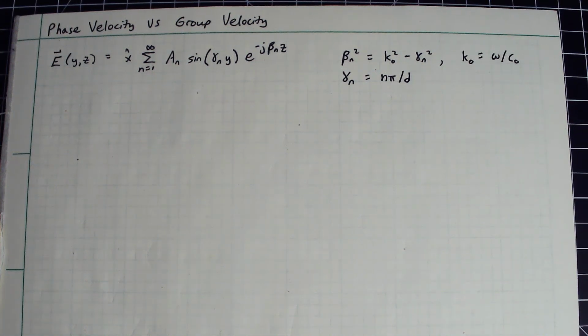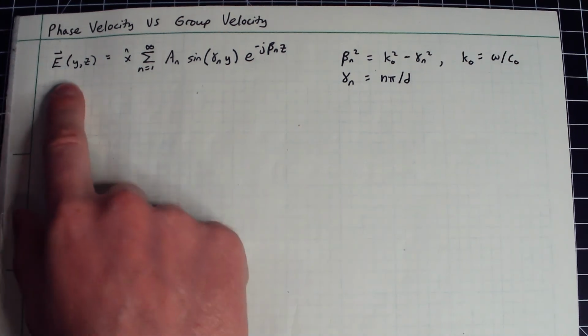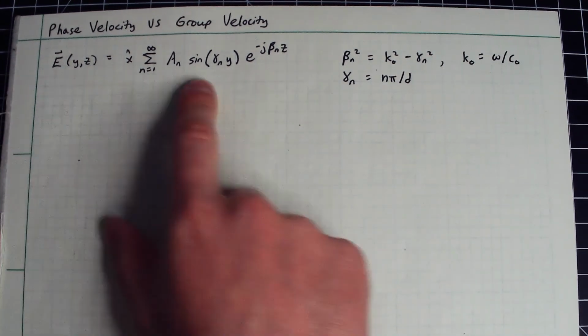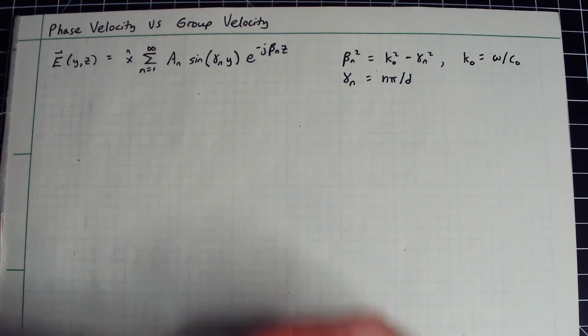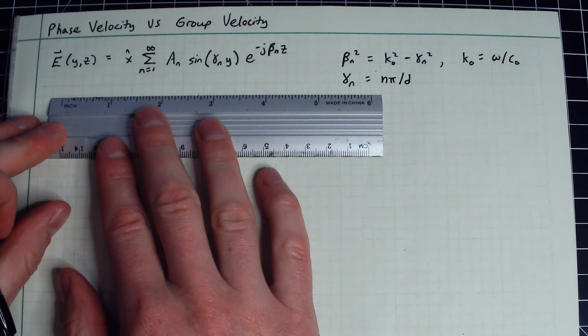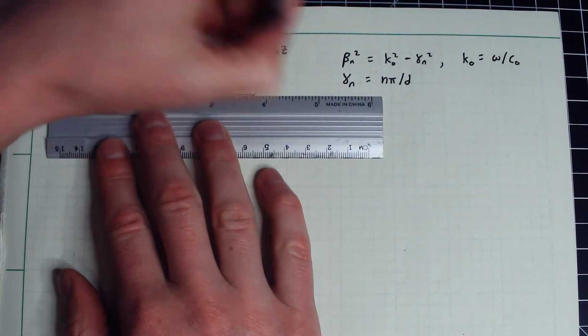Hey everyone, let's talk about the idea of phase velocity versus group velocity. Now I've written down the solution to the electric field profile in a parallel plate waveguide under transverse electric polarization. So let's go ahead and just draw that now.